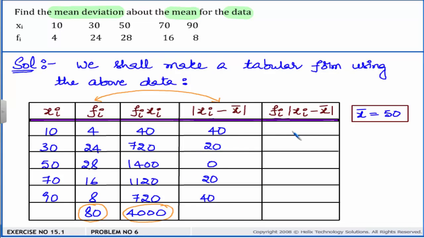Now let us multiply these two. Here we have 160 and 480, 0, 320 and again we have 320. So on adding these, you will be getting 1280.